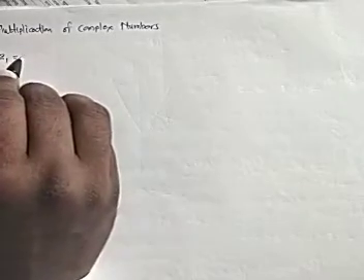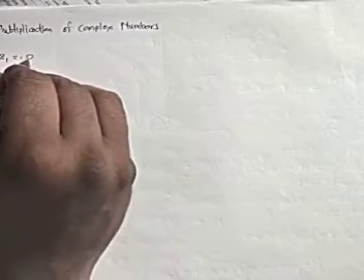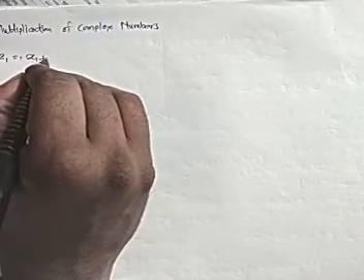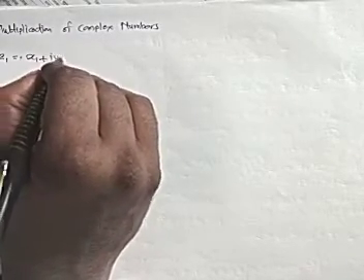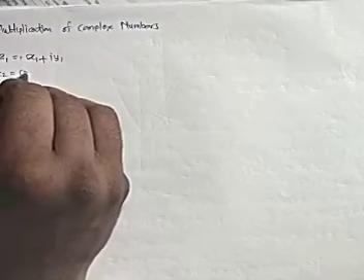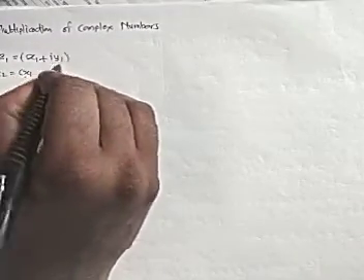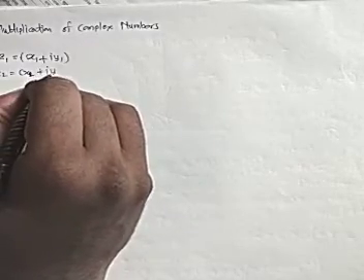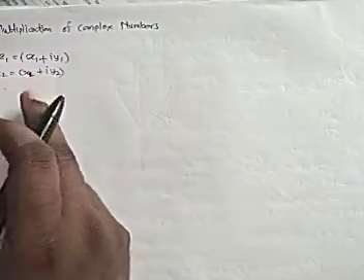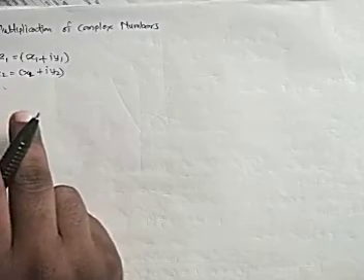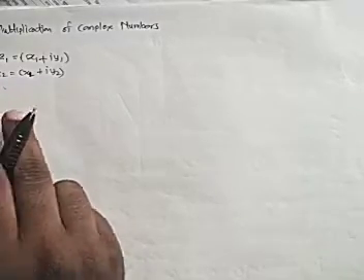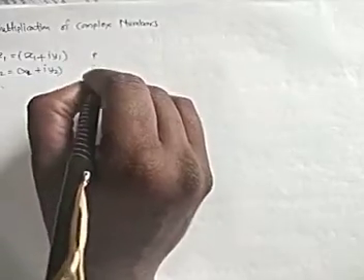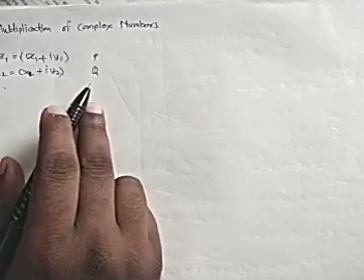Z1 is equal to x1 plus I times y1. Z2 is equal to x2 plus I times y2. These two are complex numbers represented by point P and point Q.